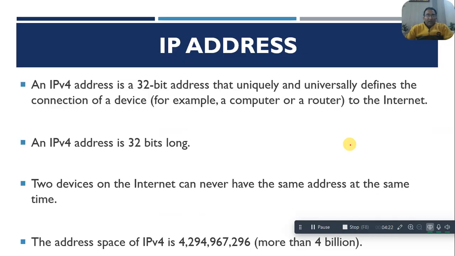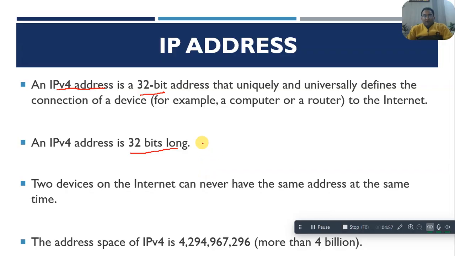Now, as we are going to have a discussion on the IPv4 address, as I told you, an IPv4 address is of 32 bits, and this address uniquely and universally defines the connections of our devices. That means when you are connecting a computer to a router or a computer to the Internet, we need an IP address. So it's a 32-bit long address. Two devices on the Internet can never have the same address at the same time.